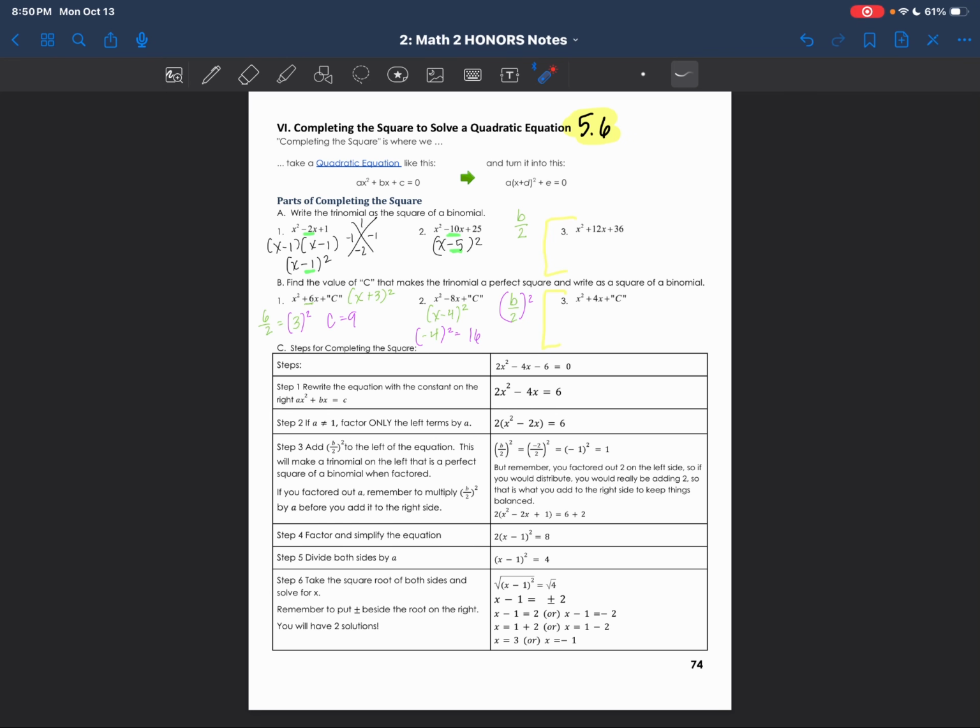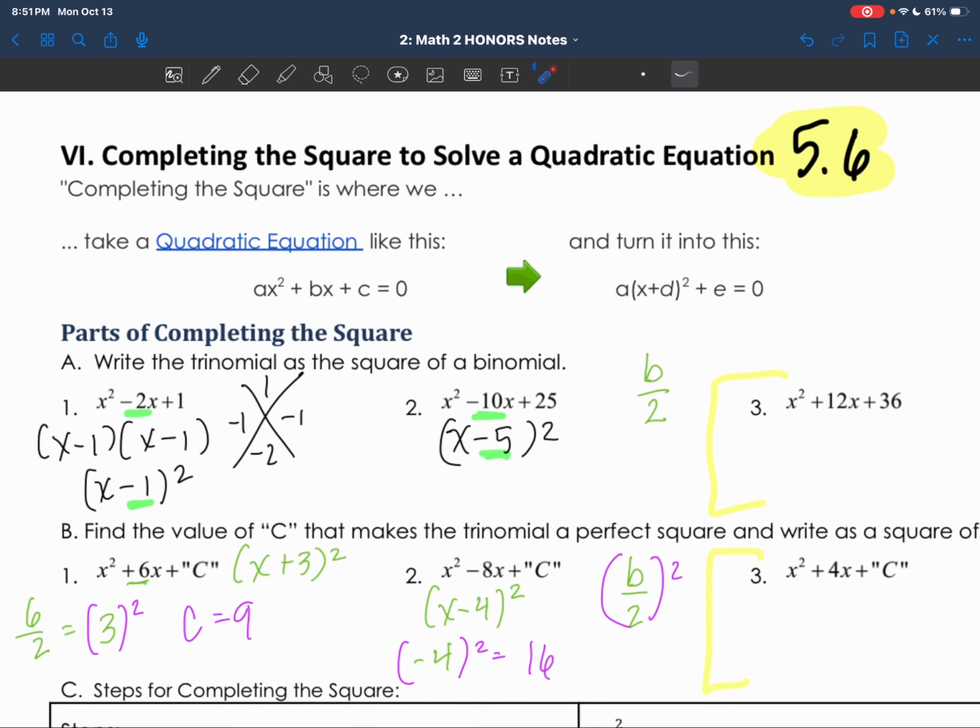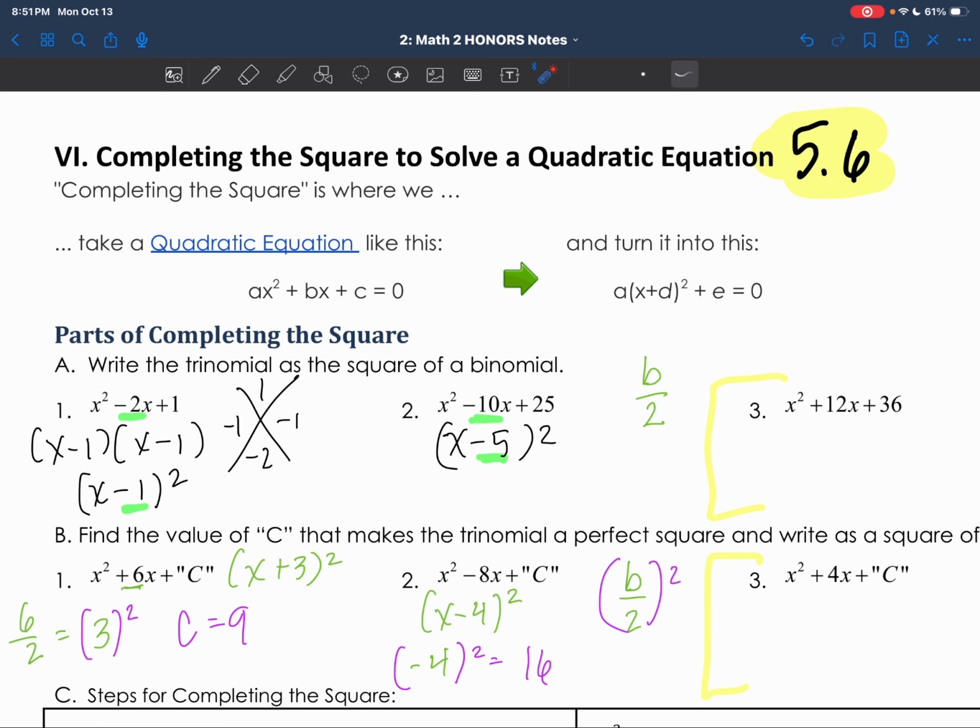Alright, today we're going to talk about completing the square of a quadratic equation. When we complete the square, we take the quadratic equation like this and turn it into this format. Part of completing the square is knowing what the b value turns into here.